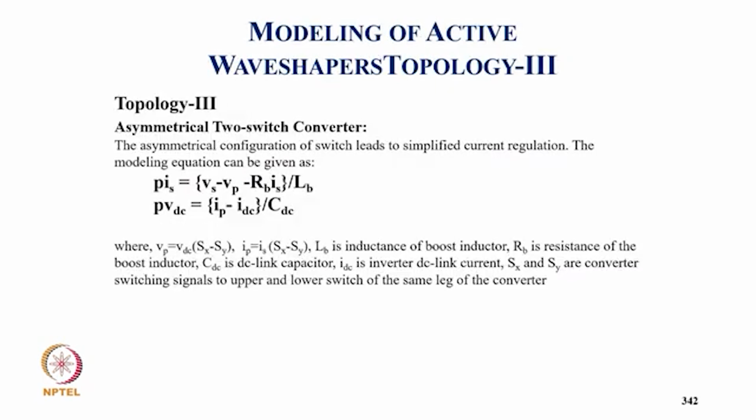Now coming to topology 3, the asymmetrical two switch converter. The asymmetrical configuration of switches leads to simplified current regulation. The modeling equations can be written as d(is)/dt equal to (Vs minus Vp minus Rb Is) upon Lb, and d(V_DC)/dt is equal to (Ip minus I_DC) upon C_DC, where Vp equal to V_DC (Sx minus Sy) and Ip equal to Is Sx minus Sy. Lb is the inductance of the boost converter, Rb is the resistance of the boost converter inductor, C_DC is the DC link capacitor, Id is the inverter DC link current, and Sx and Sy are the converter switching signals to the upper and lower switches of the same leg of the converter.